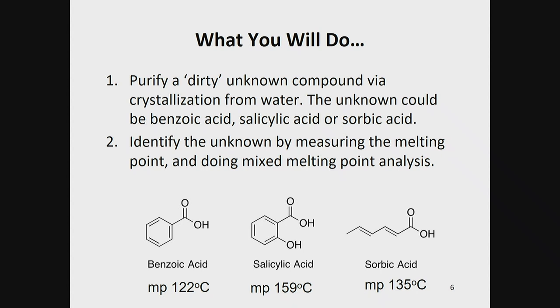The second part of this experiment is to identify the unknown by measuring the melting point and then doing mixed melting point analysis. After you take one of these impure unknowns, again, you won't know which one you have, you'll do the crystallization to purify it, and then you'll take the melting point, and then you can figure out which unknown you have. And to confirm that, mixed melting point will be conducted.